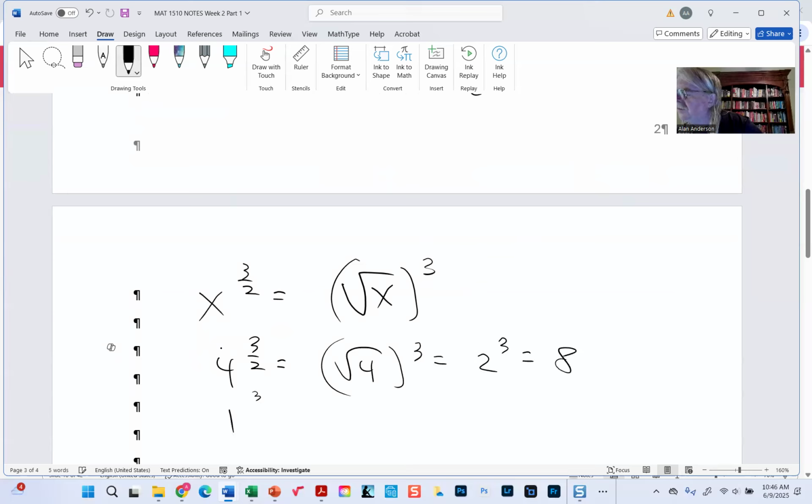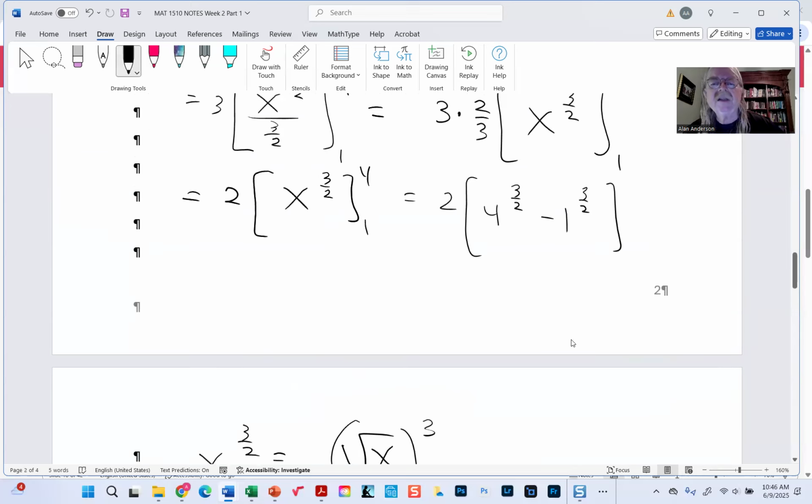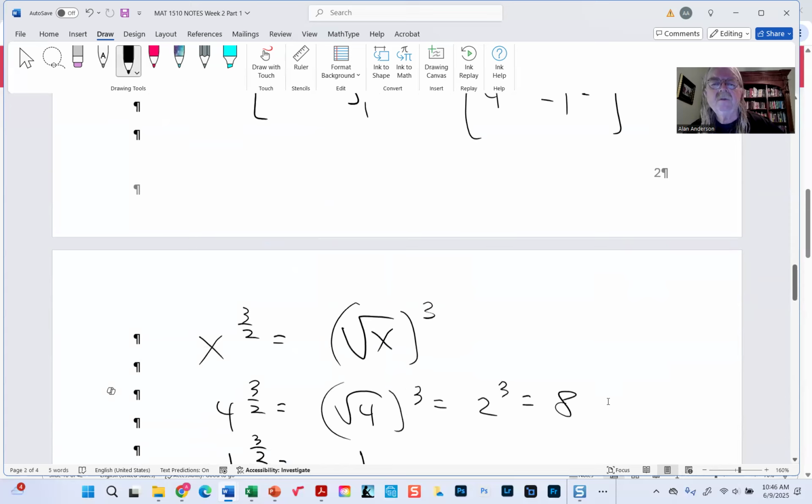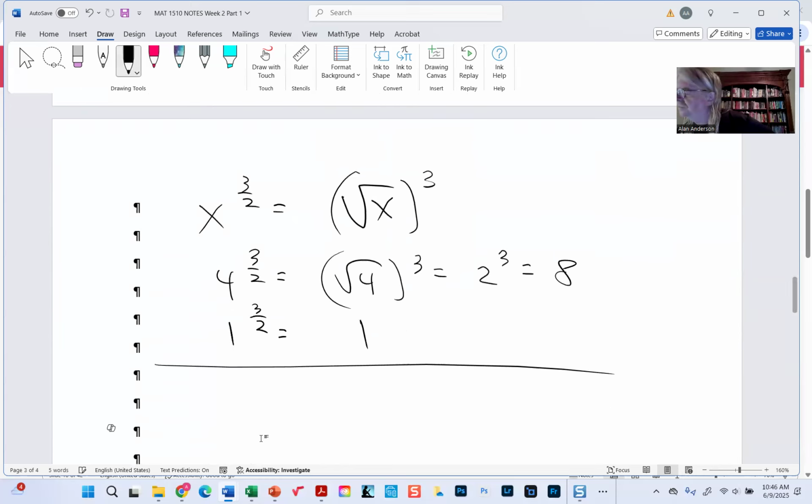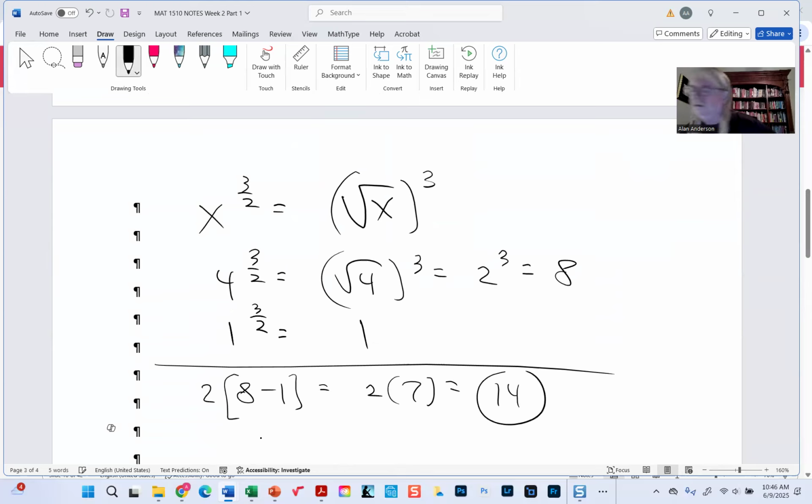And of course, 1 is different because any time you take 1 and raise it to an exponent, it's going to wind up as 1. So we don't have to worry about it. And so our final result, when you plug in everything up here, will be 2 times the difference between these two. And it's just 14.